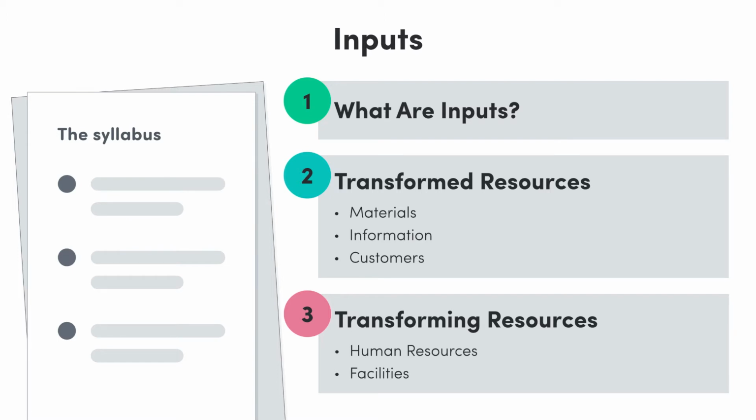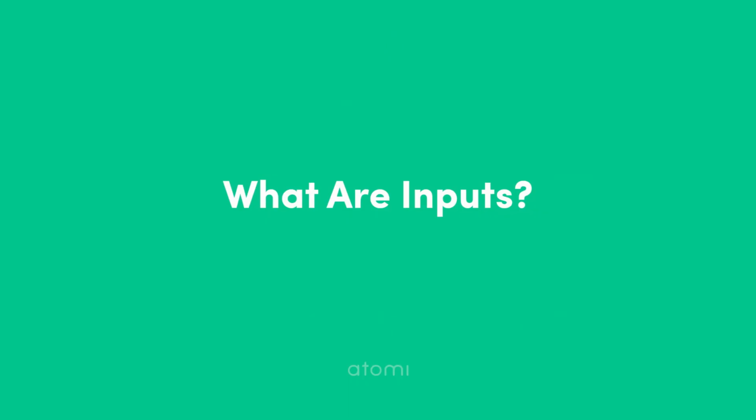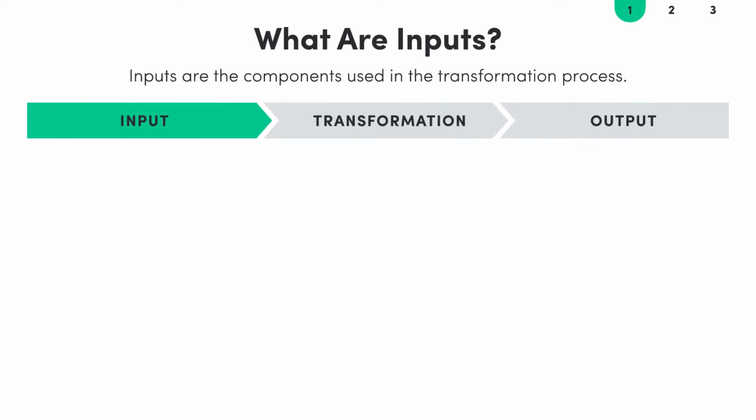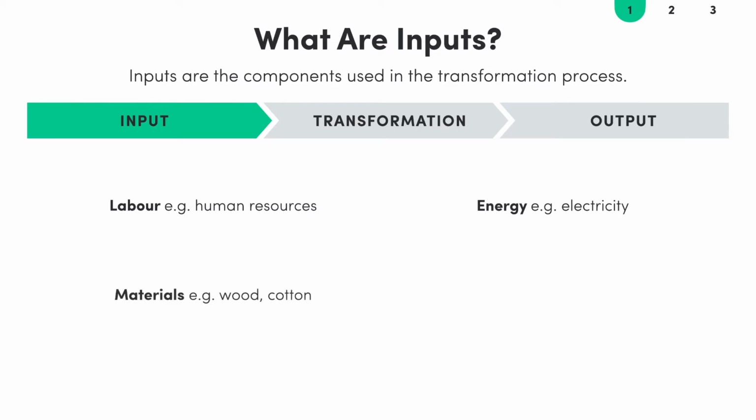Now, let's get started. First, let's define inputs. Inputs are the components used in the transformation process. Generally, there are four main categories, which are labor, like human resources, energy, like electricity, materials, like wood or cotton, and machinery and technology, like robots or assembly lines. But these are just the basics.